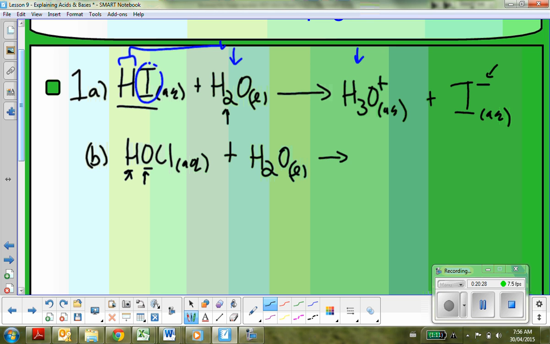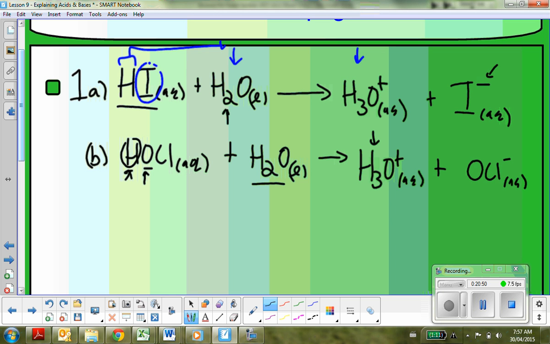We're asked to prove that it's an acid, so that means your first product should be H3O aqueous. Okay, so there's your water. That's what made this H3O here. But that's just 2 H's in there. I need one more, so I'm going to steal this H. Okay, and then I should be left with OCl negative.